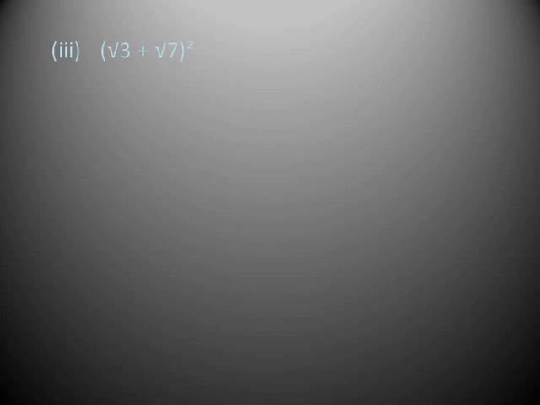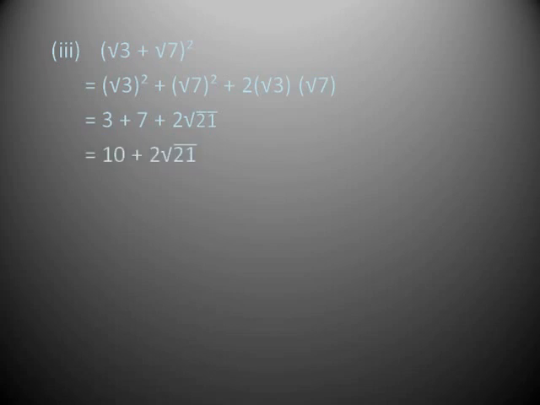Next example, root 3 plus root 7 whole square. In this example we will use the a plus b whole square formula. As we know that a plus b whole square is equal to a square plus b square plus 2ab. I hope you all remember this formula. Let's use it. Root 3 whole square plus root 7 whole square plus 2 into root 3 into root 7. So root 3 square becomes 3, plus root 7 square becomes 7, plus 2 into root 3 into root 7 becomes root 21, so 2 root 21. In the next step we get 10 plus 2 root 21, so this is the required answer.